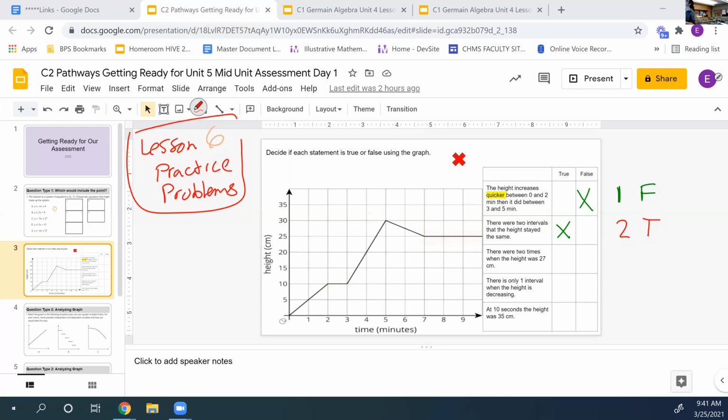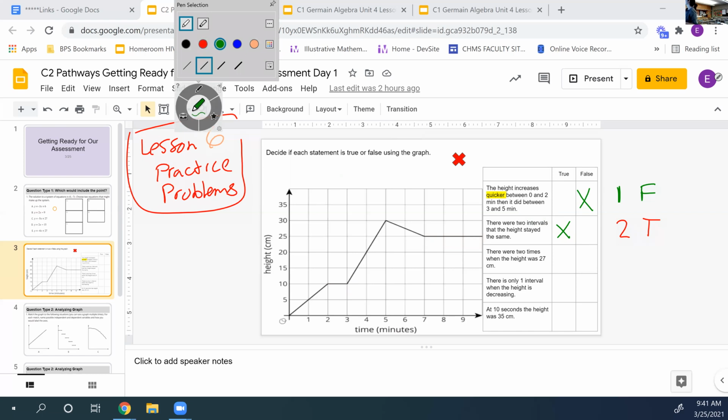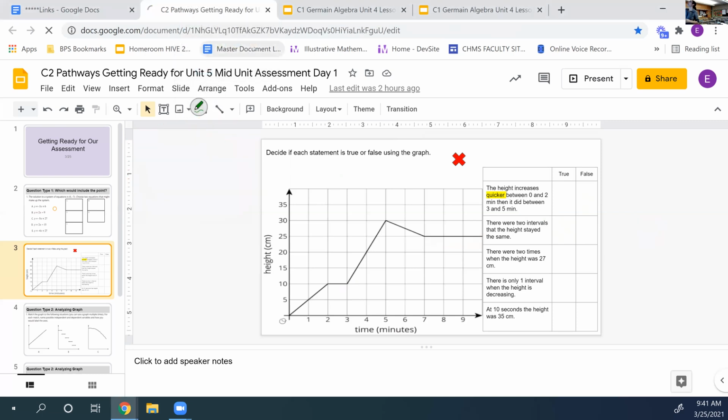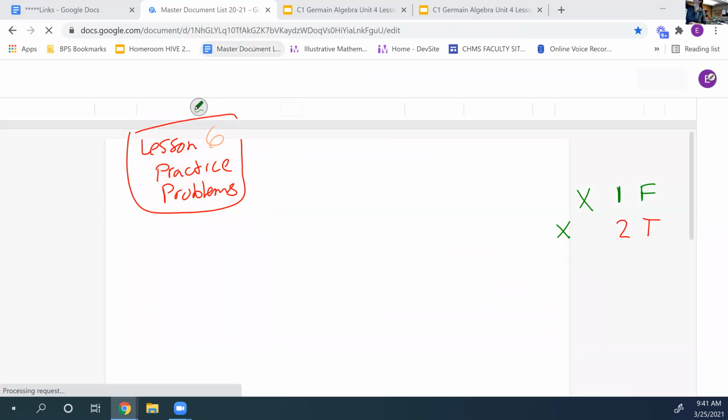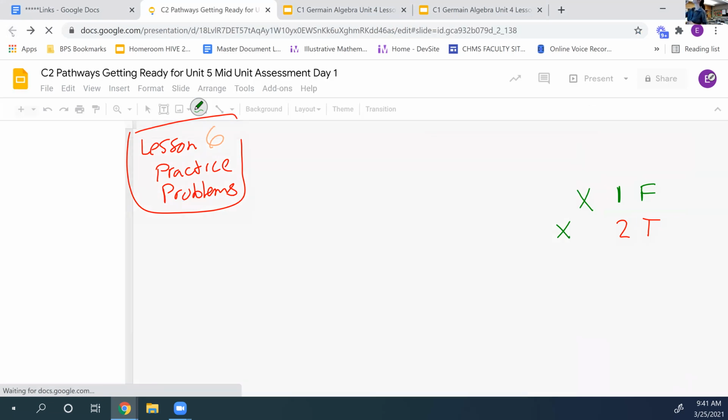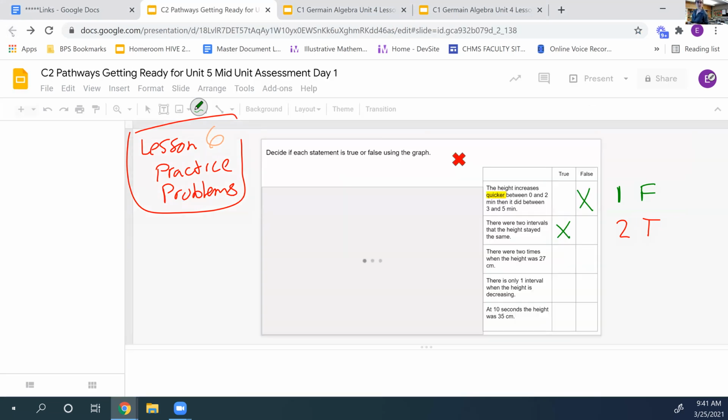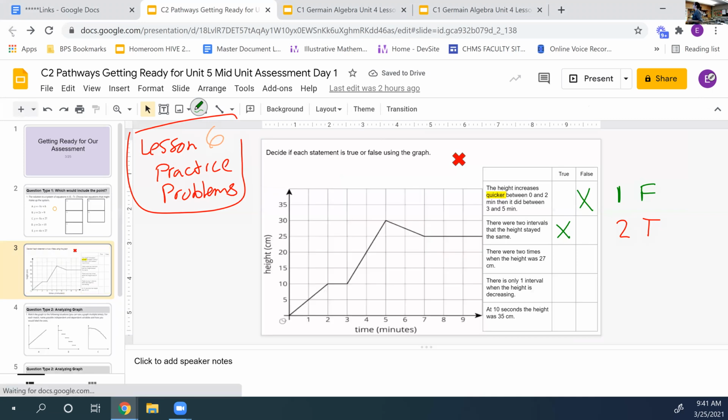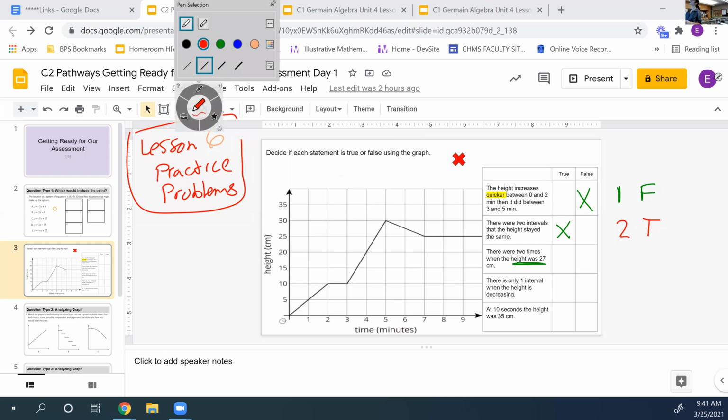Okay, let's take a look at the next one here. The next statement says, there are 2 times when the height was 27 centimeters. So we're going to look for 27 centimeters on which axis here? Oh, no, that's not what I wanted. Give me 1 second, guys. Sorry, I just accidentally clicked off. So it says there are 2 times when the height was 27 centimeters. So we're going to look for 27 centimeters on which axis here? Which axis is talking about centimeters? Very good, Melissa.